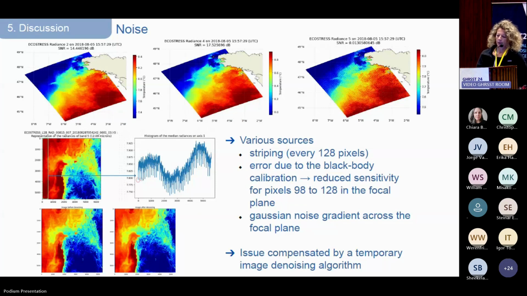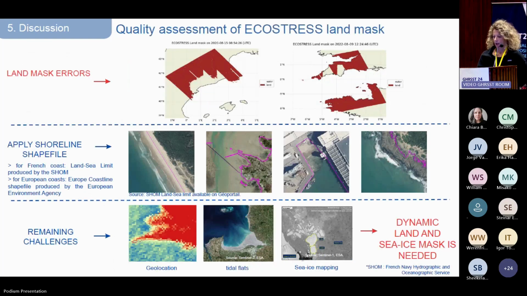The images from EcoStress and also from Landsat are quite noisy, so we are also working on a method to improve the image quality and to denoise the radiance fields. As also mentioned, the land mask or sea ice mask, and geolocation, is a problem in the original dataset. So we are also working on a method to improve them.